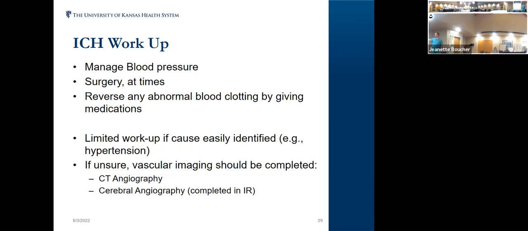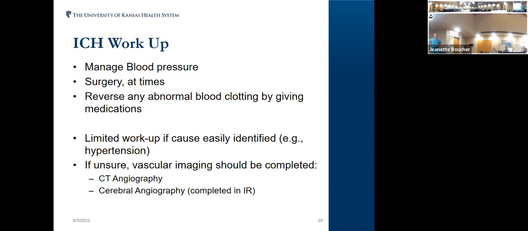Sometimes we can treat them with surgery. Every head bleed, we consult the neurosurgeons to come in and take a look to see if there's any sort of surgical intervention that they can do. In my experience, we may have this many head bleeds come in, but neurosurgery is going to operate on about this many. So it's a limited patient population that they actually do surgery on, but that is available.